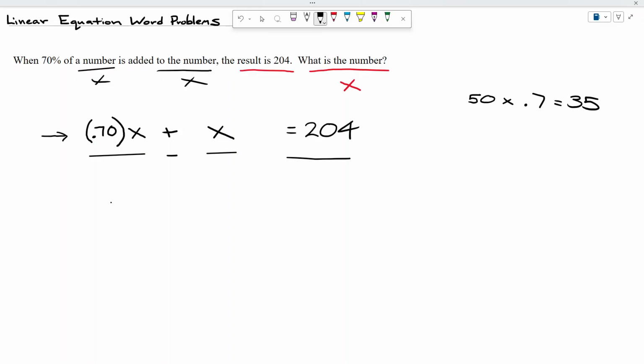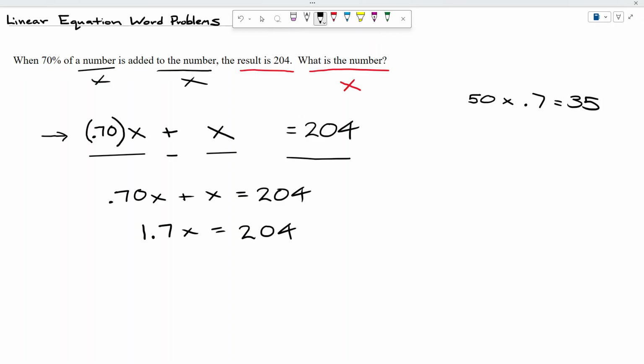So we'll clean this up a bit here. We'll just get rid of the parentheses. So we have 0.70x plus x equals 204. And now it's just math to solve for x, trying to figure out what this number is. So what's 0.7x plus x? That would just be like adding 0.7 plus 1. So we'd have 1.7x equals 204.